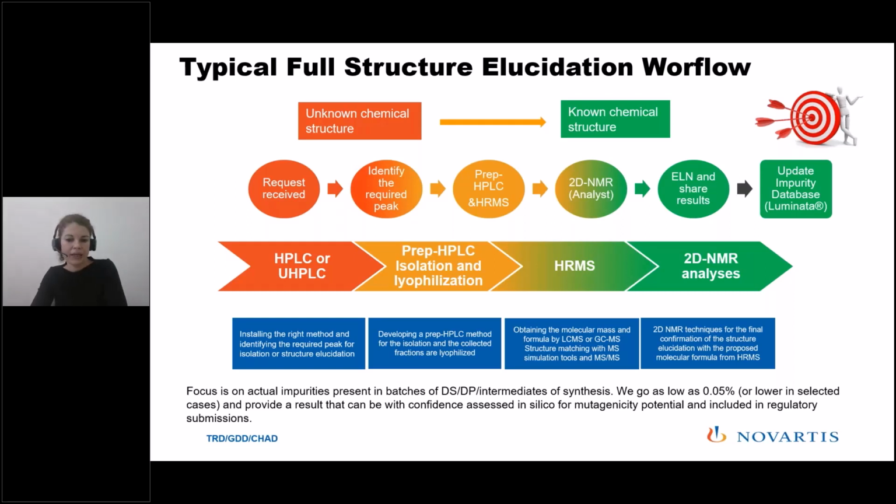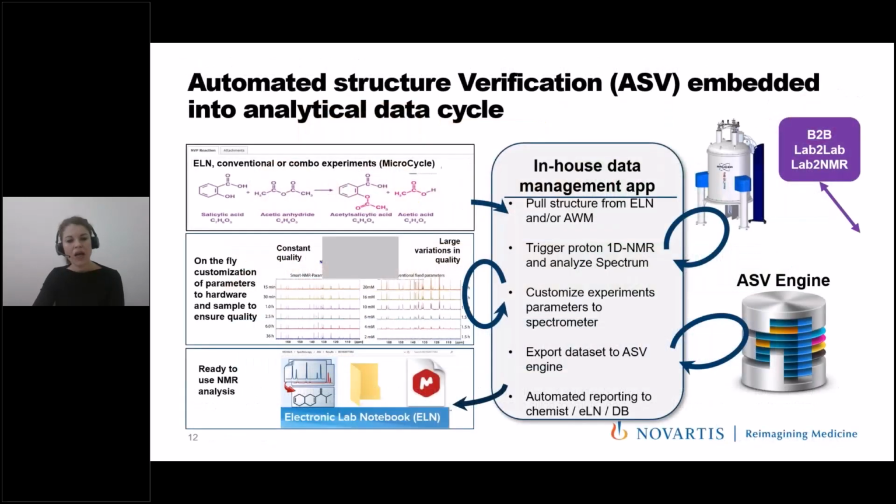database accordingly. As I said, we go very low. We go even below 0.05, especially for commercial projects. And normally we say that these results are fully elucidated structures that can be then submitted for in silico, for mutagenicity assessment, and included in regulatory submissions. So in that perspective, we do this work mainly for the late phase activities.